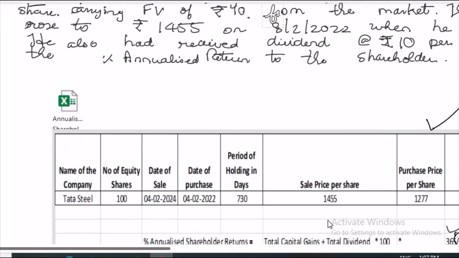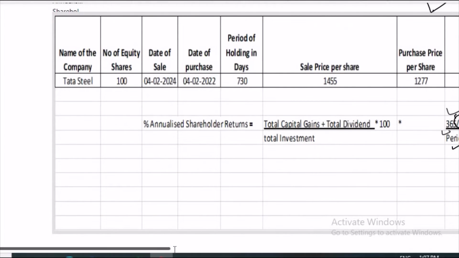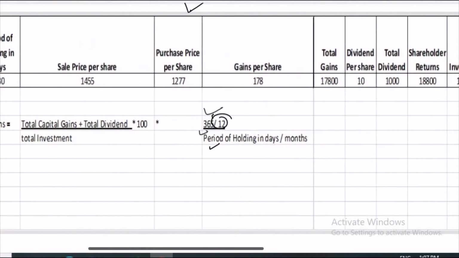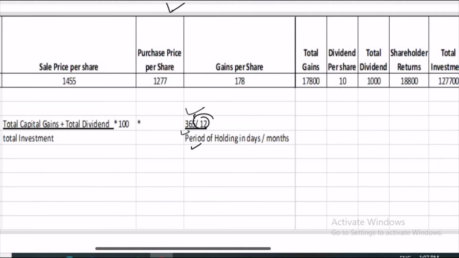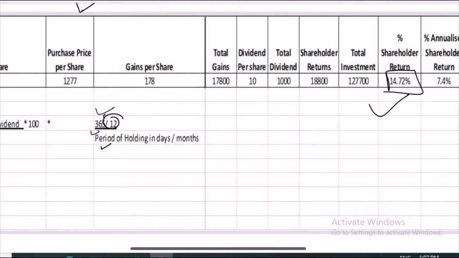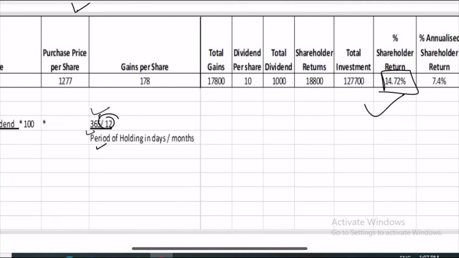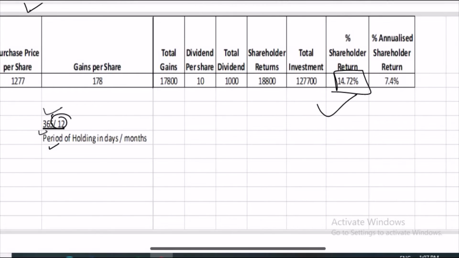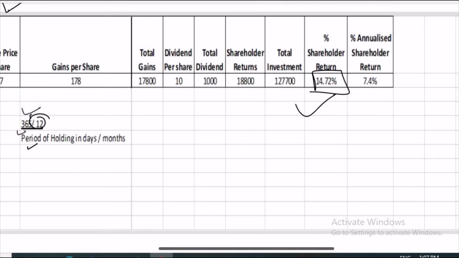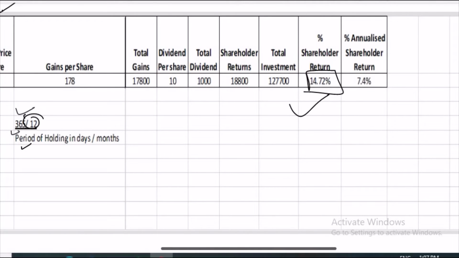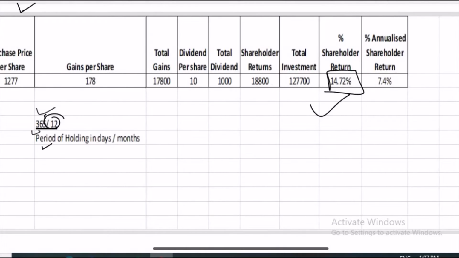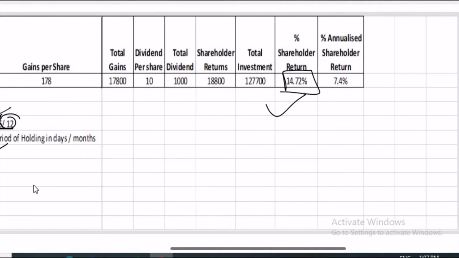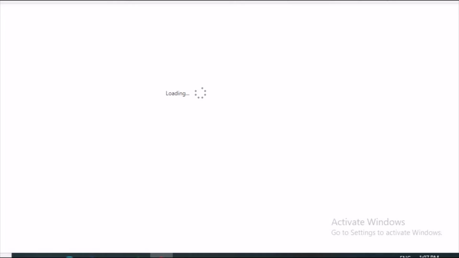What is the annualized return of the shares? So the annualized total capital gain is 17,800 plus total dividend is 1000 upon total investment is 127700. That is 14.72%. Then annualized shareholders is that into 365 divided by 12. That would be 7.4%.